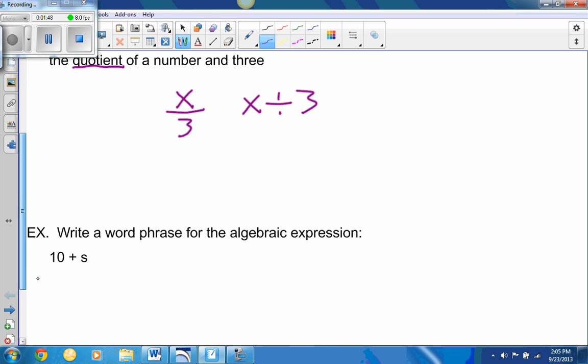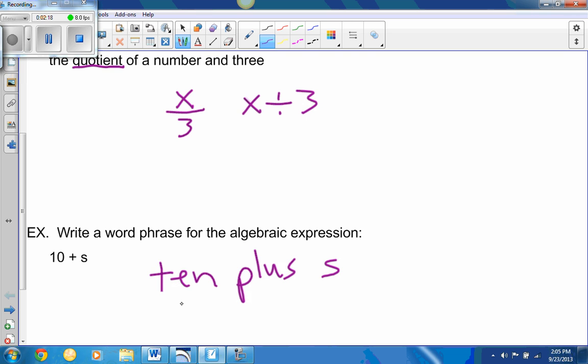The next one we're going to do, write a word phrase for the algebraic expression. So some of them you're going to have to write in words, and other ones you're going to have to write as an algebraic expression like we did on this one. Then write a word phrase for the algebraic expression 10 plus s. A word phrase, so you need to write it out in words. So you could very simply just write 10 plus s, or a number s would be the same thing.